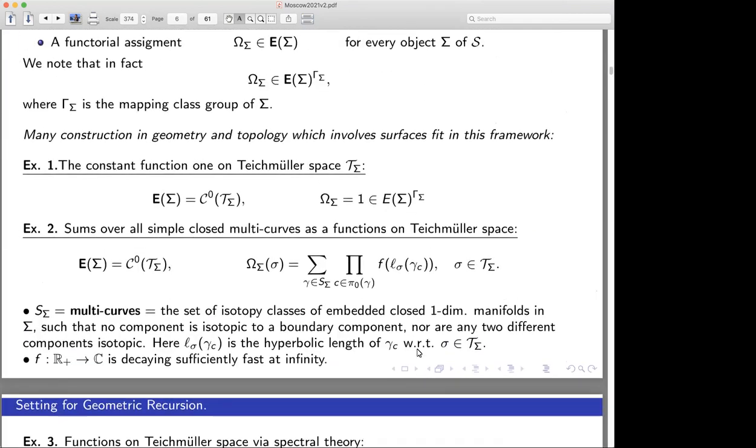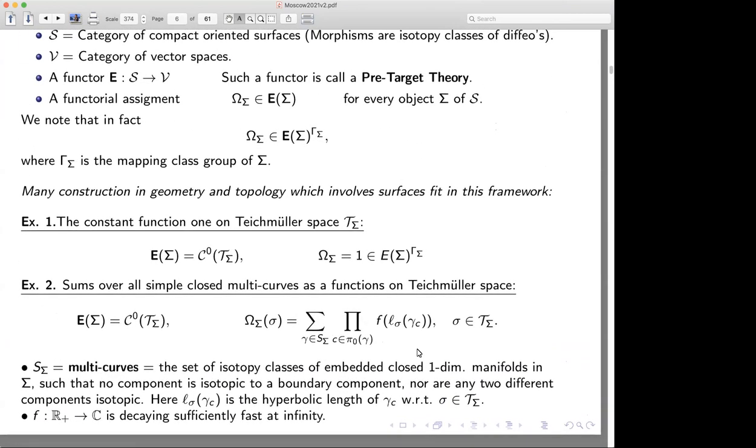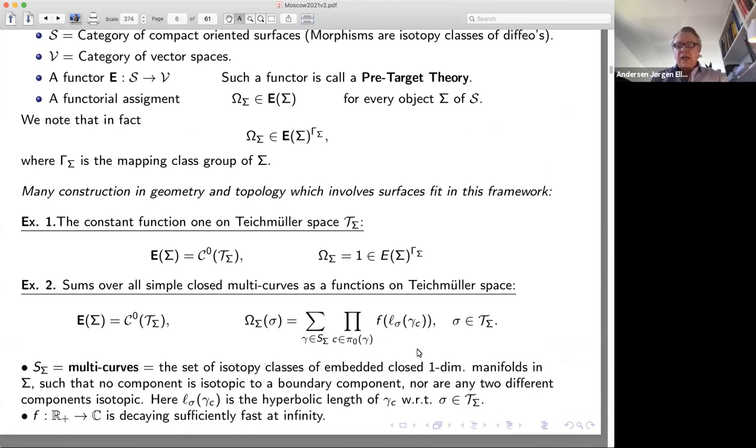Do you mean that you take the length of a geodesic? Yeah, that's what I mean. So there's a natural function: there's a unique geodesic in each homotopy or isotopy class of a simple closed curve, and so I take the lengths with respect to that geodesic length.